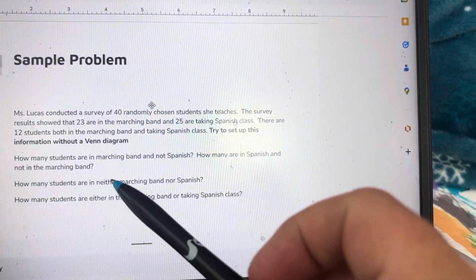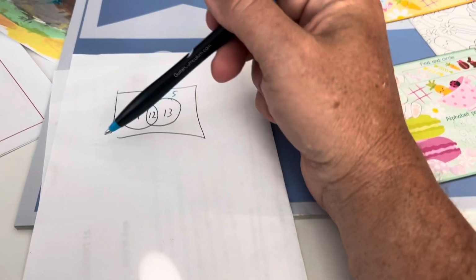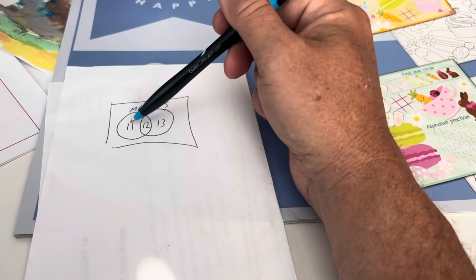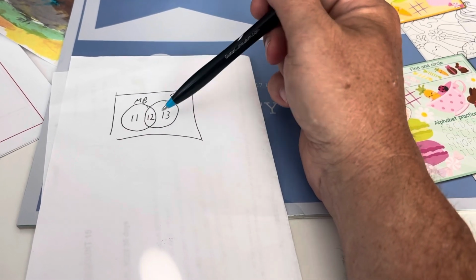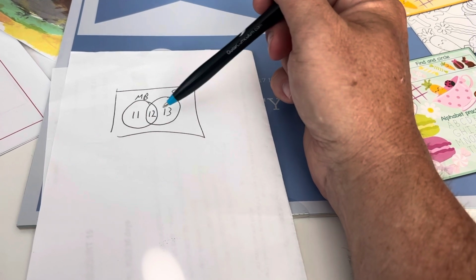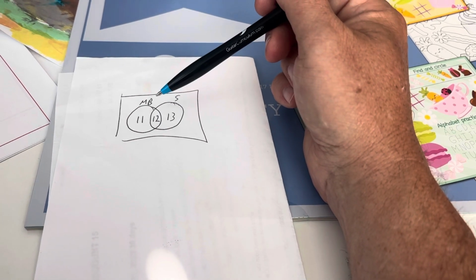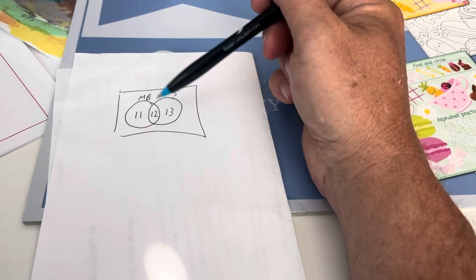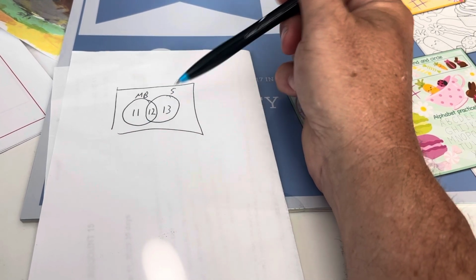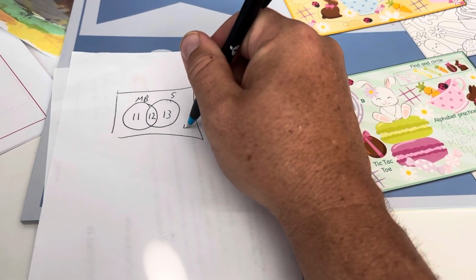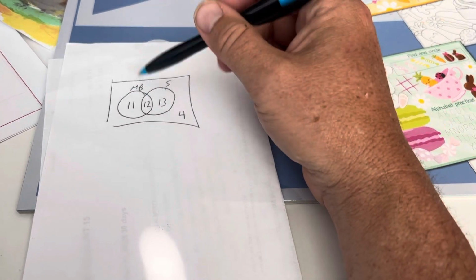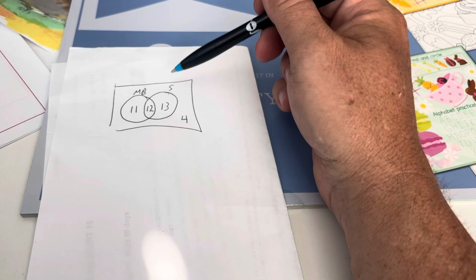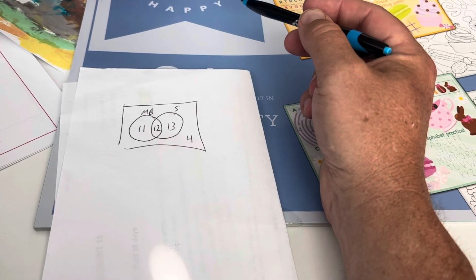How many students are in neither marching band nor Spanish? Now, we didn't answer that, but that's why I drew this block around the outside. 11 plus 12 plus 13 does not equal all 40 people in the survey that she gave out. 40 randomly chosen students that she teaches. 11 plus 12 plus 13 is 36. So there's another 4 students out here that are not doing either marching band or Spanish.